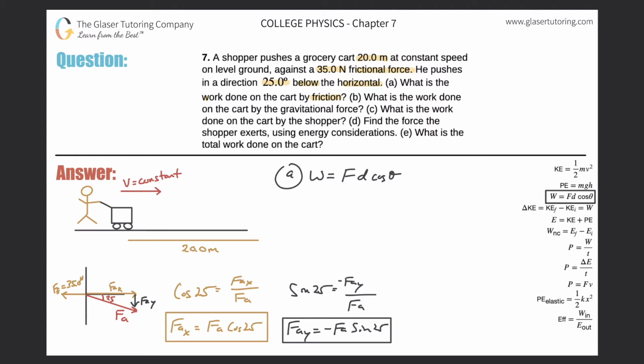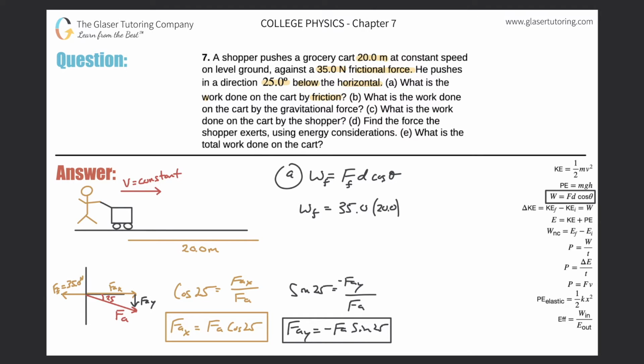So I'm looking for the work done by friction. Therefore, I have to think about the force of friction, and then the distance the object travels. So the work of friction is equal to the force due to friction. Remember that was 35. Do not plug in the negative sign here. You'll see how the negative sign comes about in this problem. So 35. The distance that the cart is traveling was 20 meters, they told us.